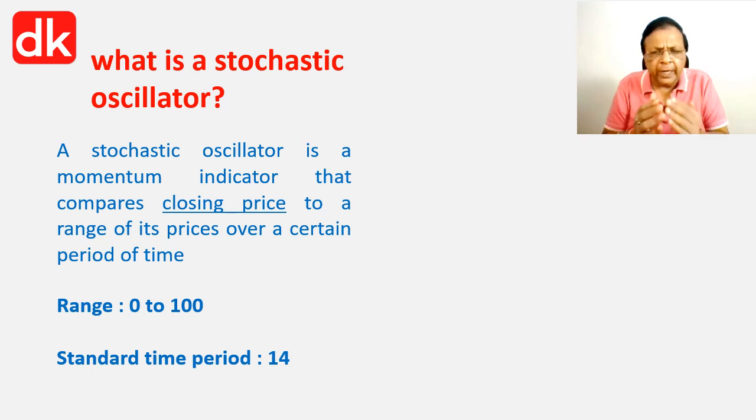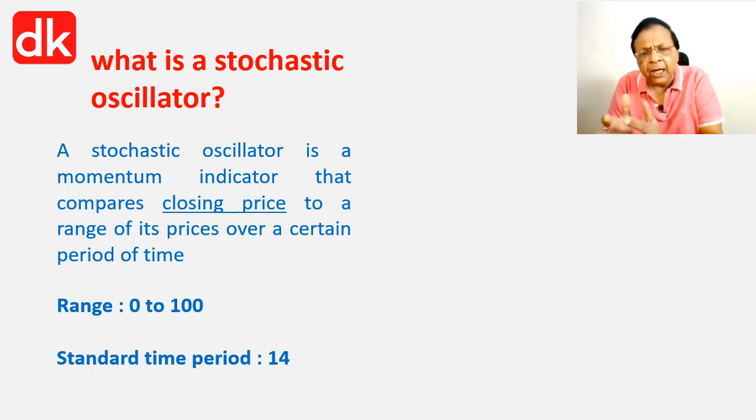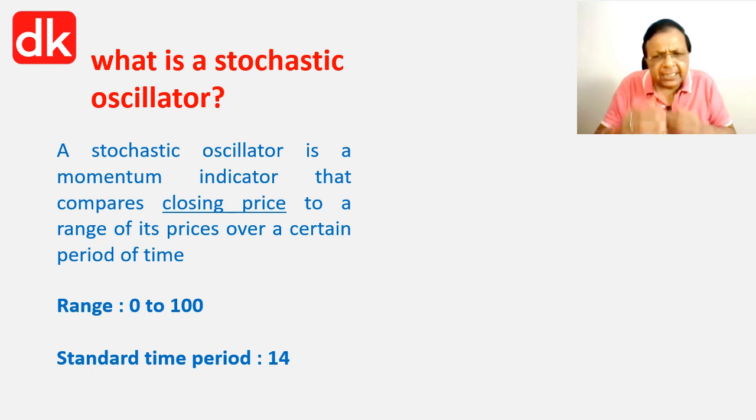A 14-day period means it compares the current price with respect to the range of prices in the last 14 days. If you change the period from 14 to 10 days, it will do so over a 10-day period. If you are using a weekly time frame, it will compare the past 14 weeks. If you are using an hourly time frame, it will do so over the past 14 hours. Each candle that closes, the closing price gets compared with the previous price range in actual market conditions. So let us move ahead and understand further all about stochastic.